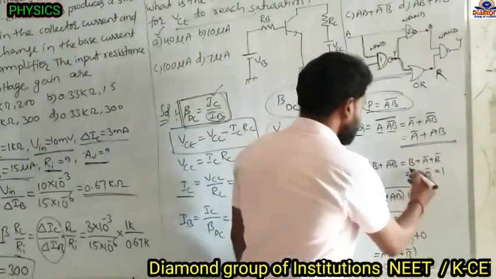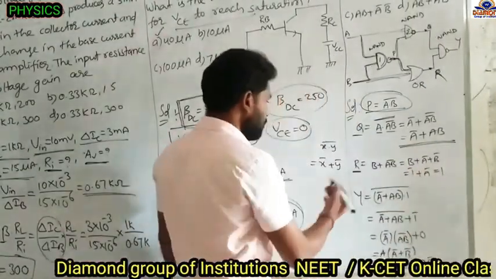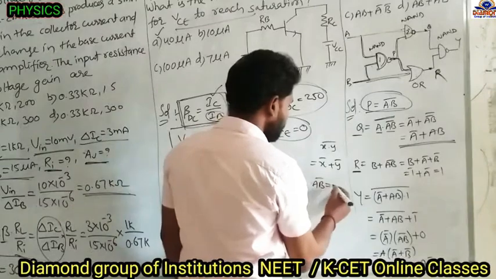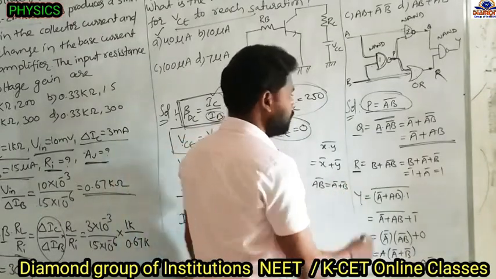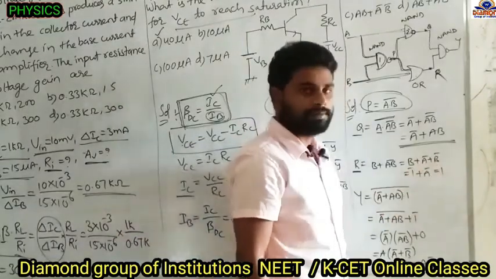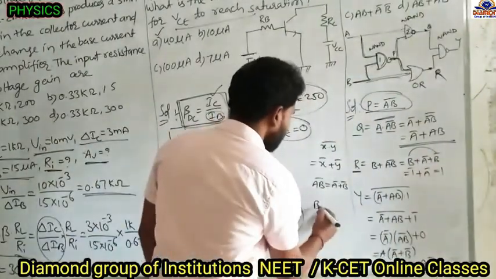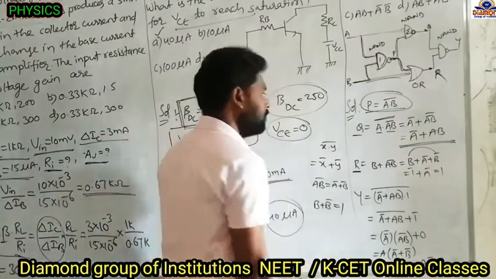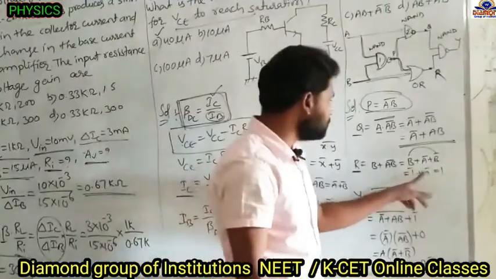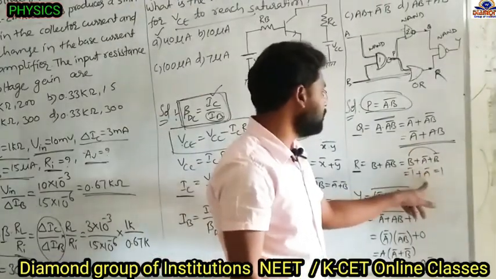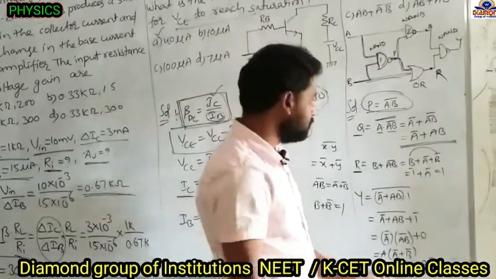So here B plus AB complement, we can write AB complement as A complement plus B complement. So I am writing B plus A complement plus B complement. Remember that B plus B complement equals 1. So 1 plus A complement equals 1 only.